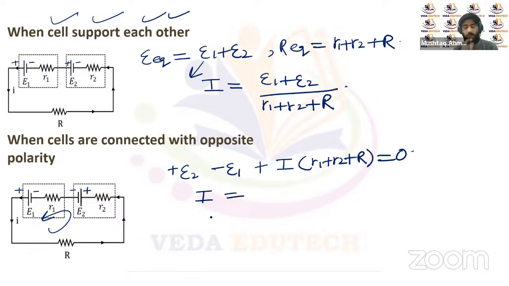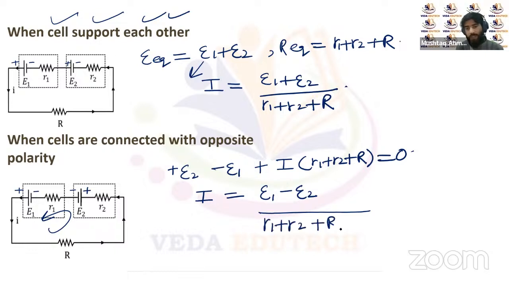The current I is nothing, right? It's equal to actually E1 minus E2 upon R1 plus R2 plus R, right? So you can see that the two EMFs or the two cells here are not supporting each other. They're actually opposing each other, right? So that's why we say that here in this case, the current will be less.